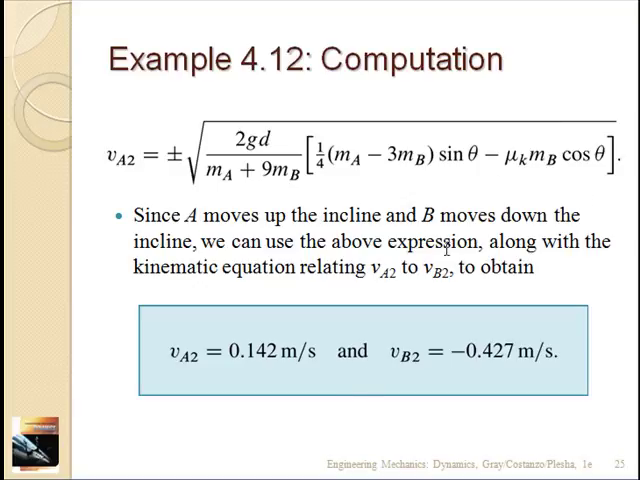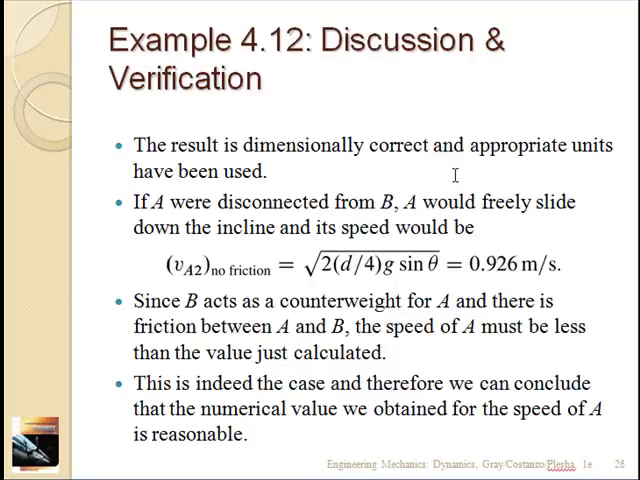All right. If you put in the numbers, block A is traveling at 0.14 meters per second, and block B is traveling in the opposite direction, as it should, at 0.427 meters per second. The result is dimensionally correct, and things look about right. If A and B were disconnected, then V_A2 without the friction would be 0.92, so that's higher than what we would see with the friction. So you can see that the internal force caused dissipation and reduced the total kinetic energy of the system. All right, so that gives you some sense of how you deal with systems of particles.